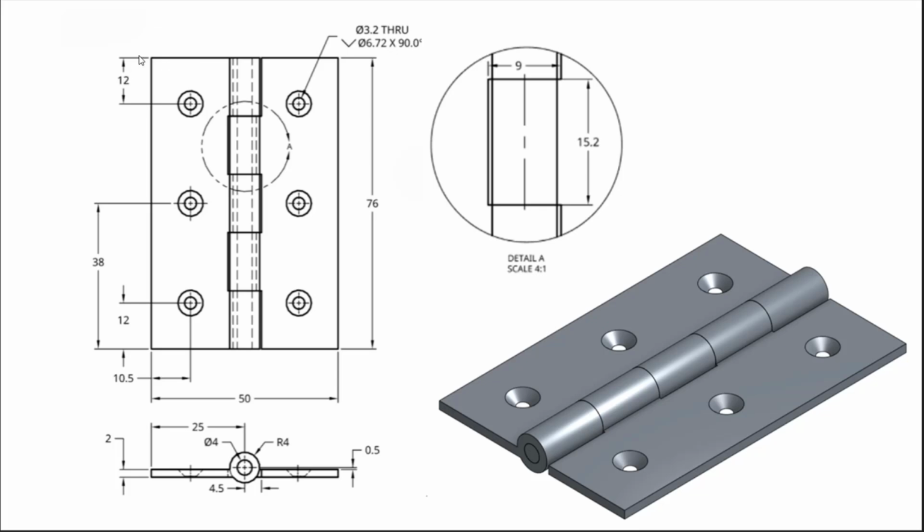Now the distance between the top and the bottom edge and the first hole center is 12 mm, and the middle hole is centered 38 mm from the top and the bottom. Now the distance between the centers is 12 mm.